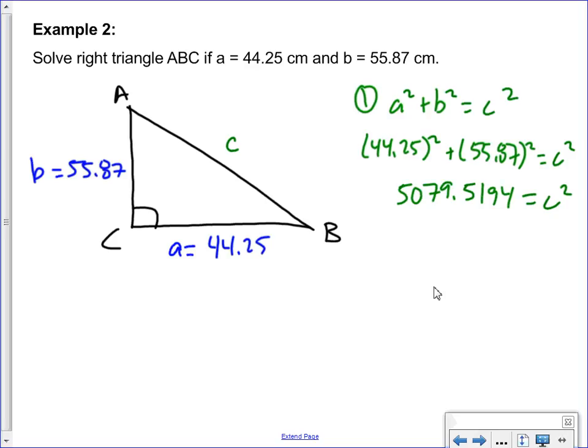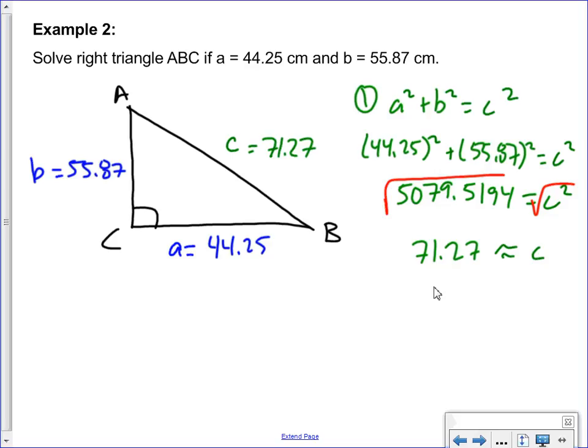And when you square root both sides, what did you get? Very good, and we remembered sig figs. How many decimal places do you round to? There's 2. So you only have to round to 2 places. 71.27 is what we get for C.